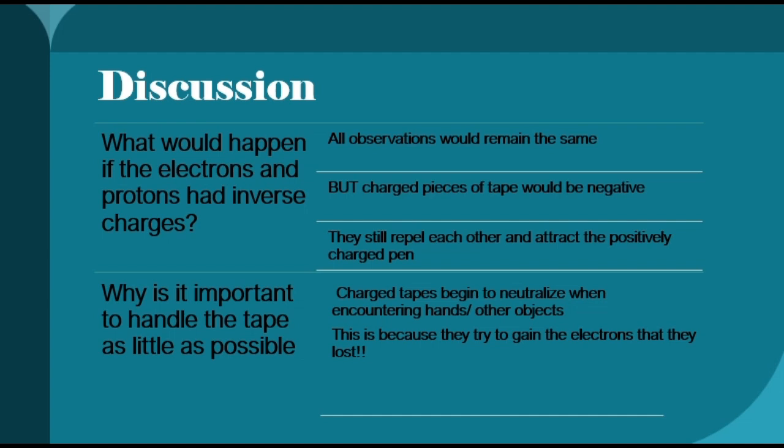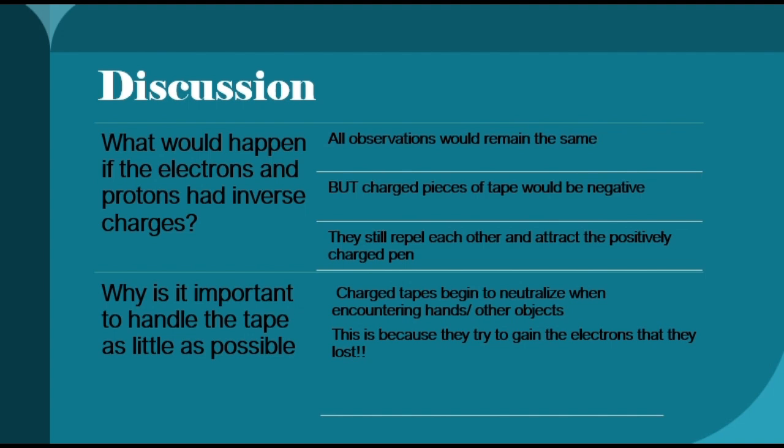Now, getting into the discussion portion: what would happen if the electrons and the protons had inverse charges? Mostly all the observations would remain the same. The only thing that would be different is that the charged pieces of tape would be negative, and they would still repel each other, like shown in the tube bridge system where one kind of floated above the other. But they would still attract the positively charged pen.